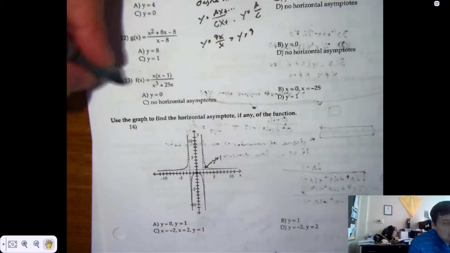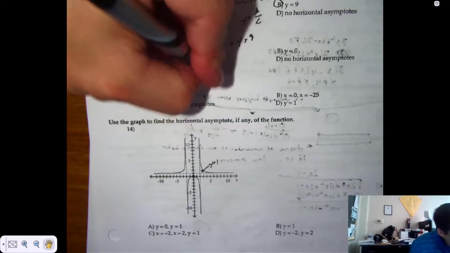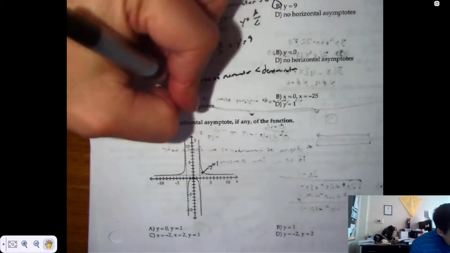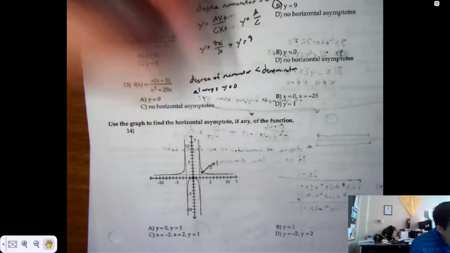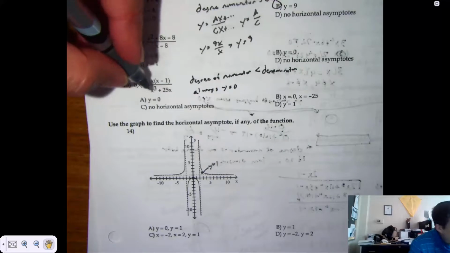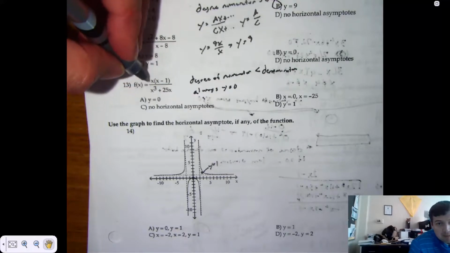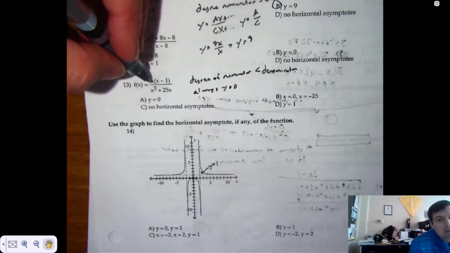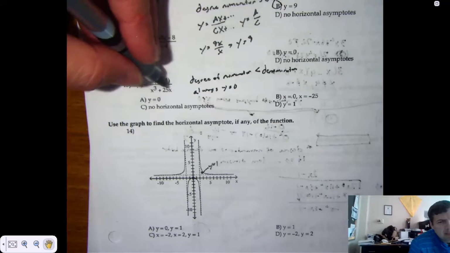The other rule is in 13. 13 says degree of numerator less than denominator is always y equals 0. And we see that. That's because the bottom grows faster than the top. You take something large, divide it by something small, you get something close to 0. This thing gets large quickly. So you take something even larger, divide it by something relatively small, closer to 0. And you just keep approaching that idea forever.